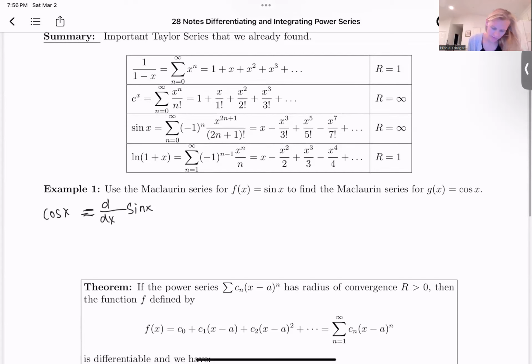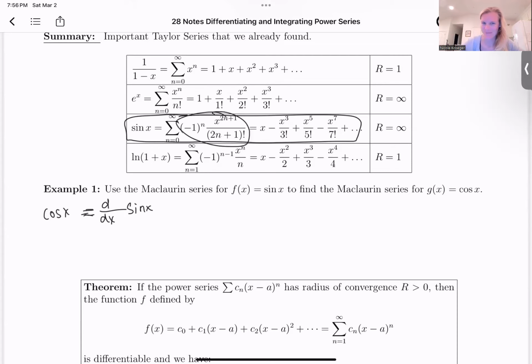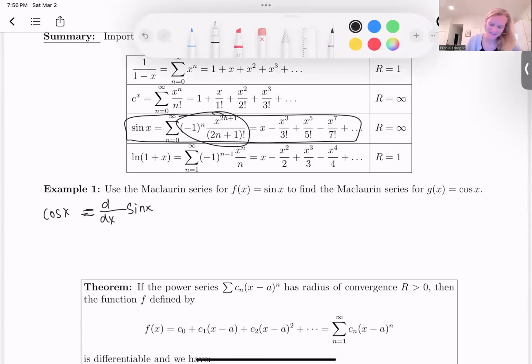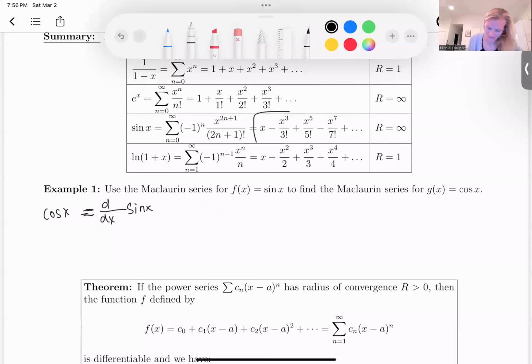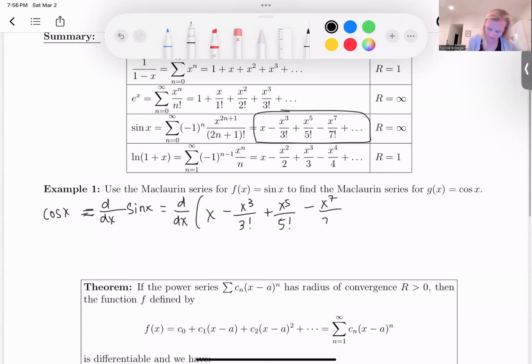And so what we're going to do is we're going to differentiate the power series. It's going to be easier if we don't try and start with the general term and take its derivative, because that gets a little messy. So let's just take the derivatives of the terms. This is where we differentiate term by term, and then see if we can find the general pattern. So I'm just going to rewrite that Taylor series for sine. So that's x minus x cubed over 3 factorial plus x to the 5th over 5 factorial minus x to the 7th over 7 factorial.